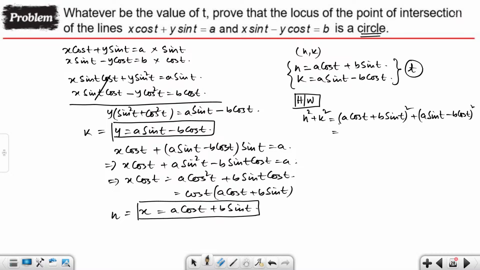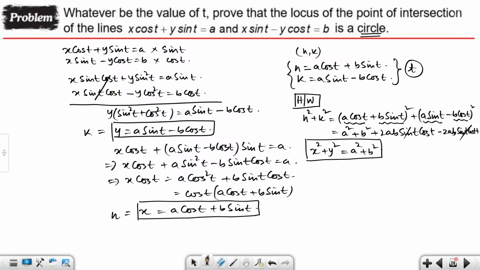So if I open this bracket, what you are going to have? This is a square cos square t. This is a square sin square t. So it will be only a square. From here, we are going to get b square sin square t. From here, it is b square cos square t. So if I take b square common, again it will be 1. And from here, you are going to have 2ab sin t cos t. From here, you are going to have minus 2ab sin t cos t, right? So all this will go off. So we are left with the equation of the locus, which is x square plus y square equals a square plus b square. That's it.